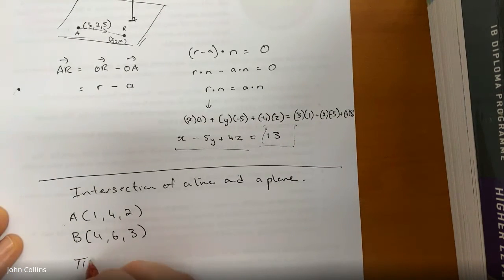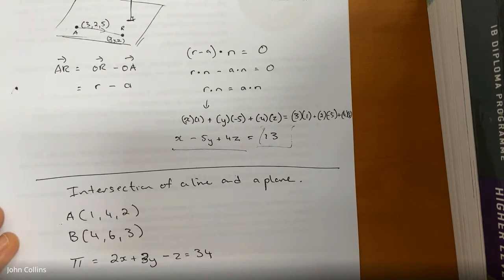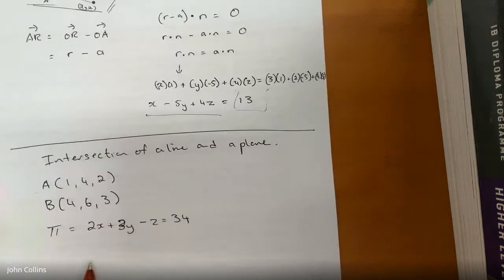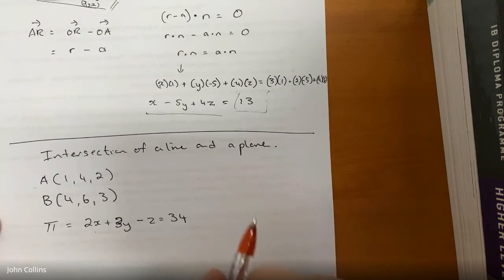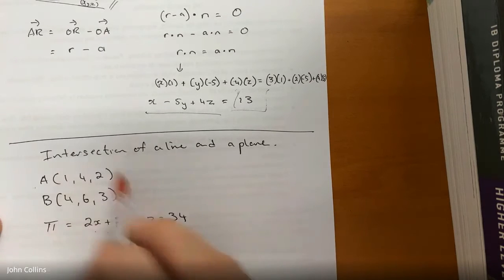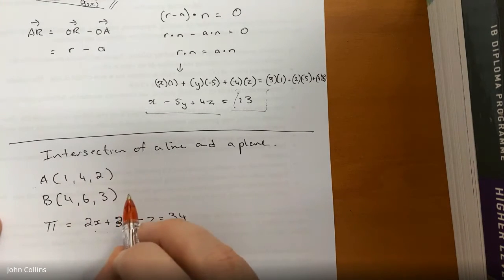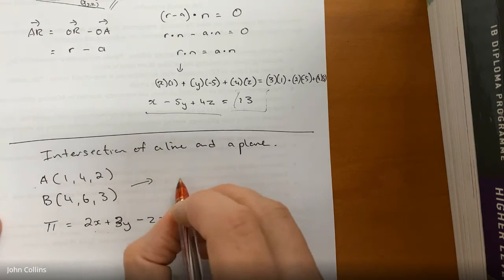So let's use 2x plus 3y minus z is equal to 34. You should be recognizing now at this stage that we can already find the normal to this plane straight away. It's just there. Okay, so where do they intersect? In order to find where they intersect, we must find the line between A and B. So how do we do that? Take one of the points first, and then that'll be the first vector.